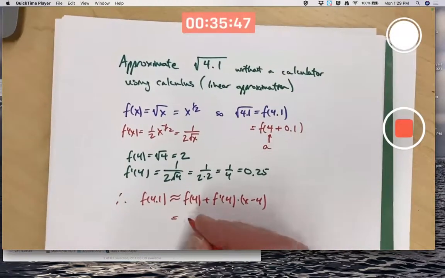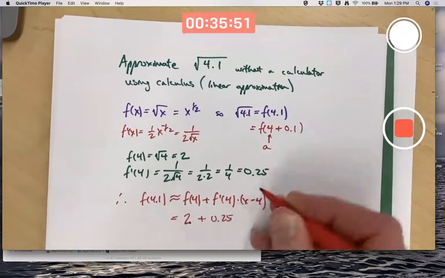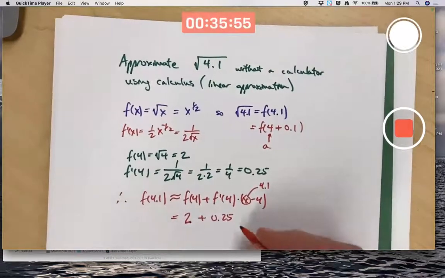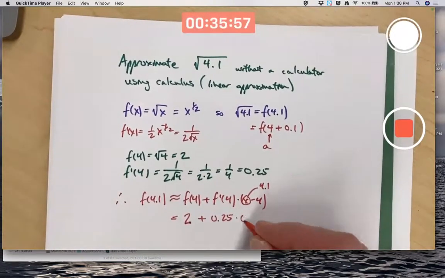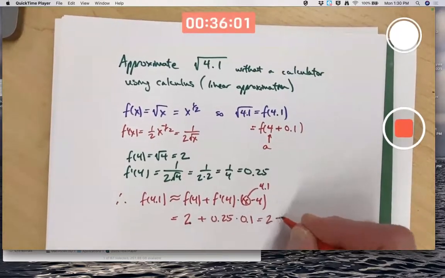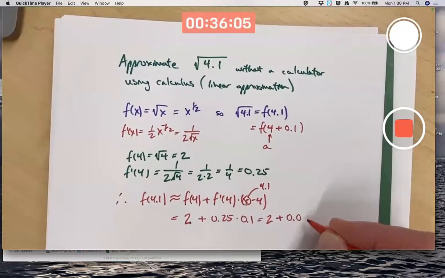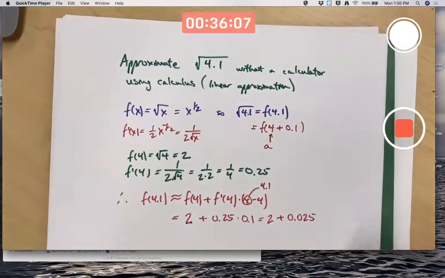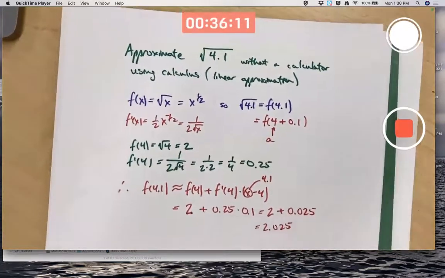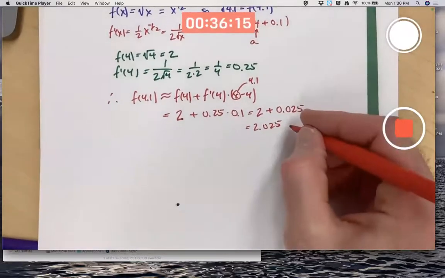So this simplifies to 2 plus 0.25, and I should replace x with 4.1 here, times 4.1 minus 4, which is 0.1. And yeah, I can do this in my head. This is 2 plus, move the decimal one spot to the left, to get an extra 0.025. 2.025 is my guess, my linear approximation to the square root of 4.1.